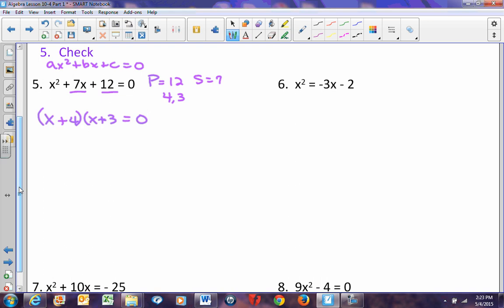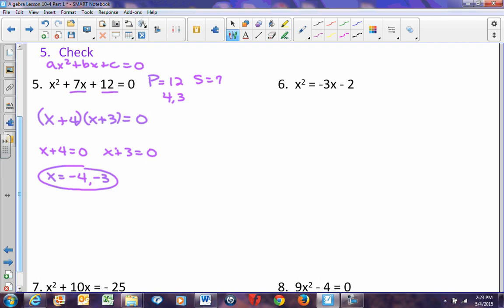So now we'll set these each equal to 0. So x plus 4 equals 0, x plus 3 equals 0. So x will equal negative 4 and negative 3. And I kind of skipped the step of subtracting 4 and subtracting 3 each time, because I'm hoping that you understood that step.